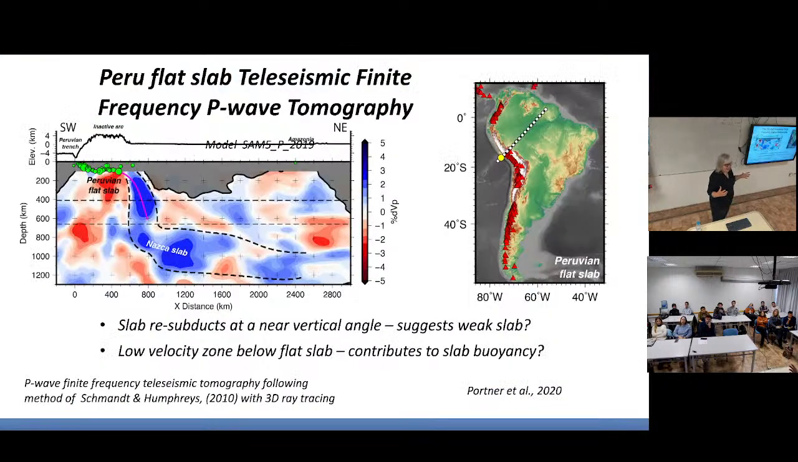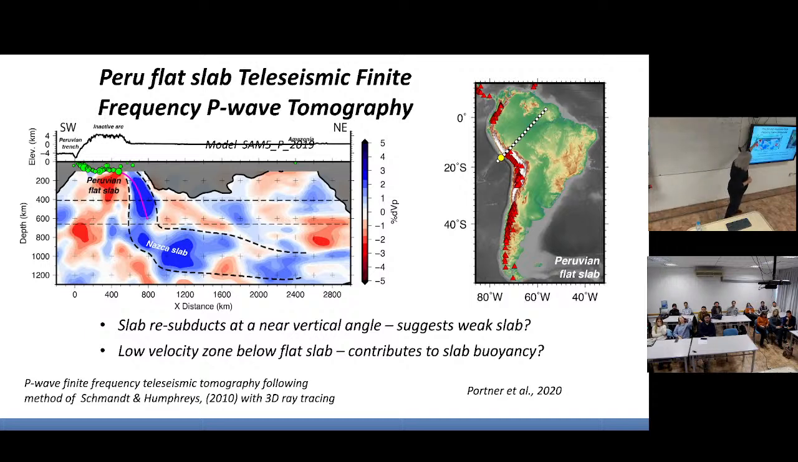Now, if we step back and look at another scale, as you see, I like to look at things at a lot of different scales. This is down to 1,200 kilometers, and this is 2,800 kilometers across. Here's the Andes and the Peru flat slab. You can see the earthquakes. And this is teleseismic tomography, using P waves that are coming up under South America and data from about 1,000 stations in South America. And the blue is high velocity and the red are slow velocities. And these are percentages rather than absolute velocity.